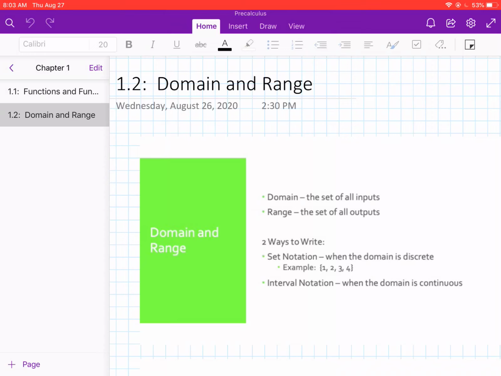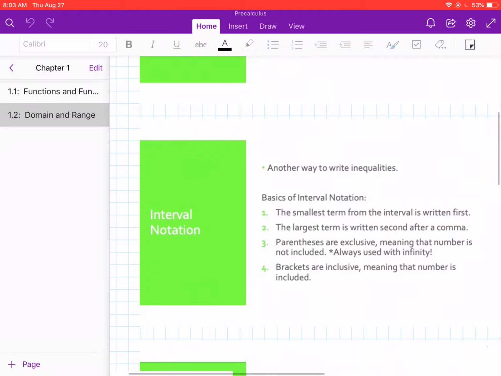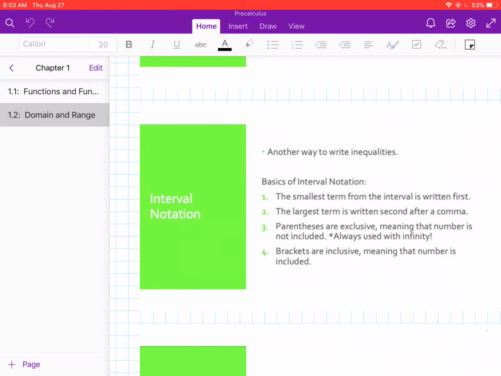So there are two ways to write domain and range. The first one we're more familiar with is set notation. That works when the domain is discrete, so when it's just like a set of points, that's when we use set notation. If it's a graph where it's continuous, we're going to use what's called interval notation. Interval notation is just another way to write inequalities.